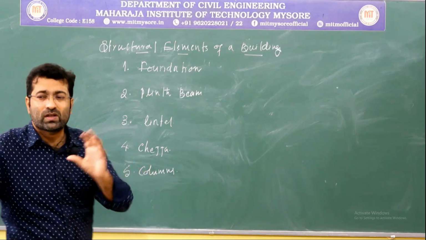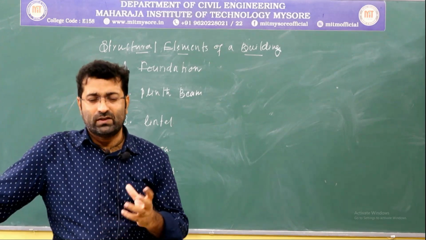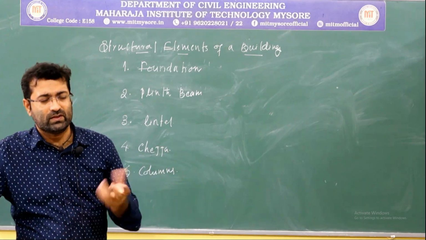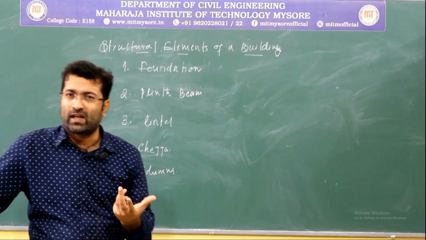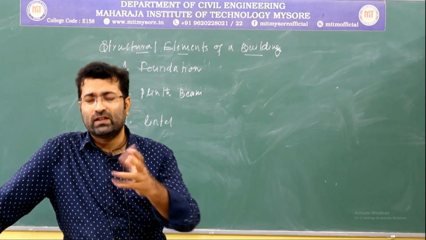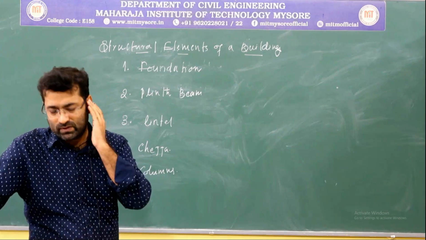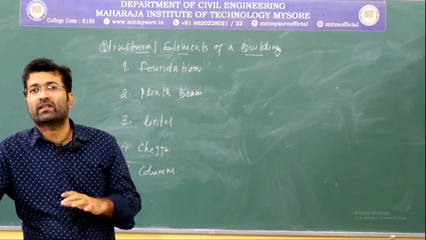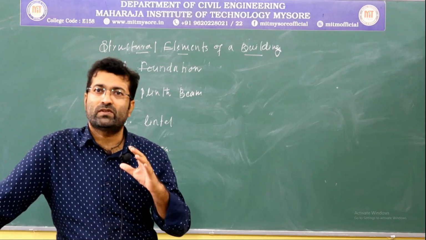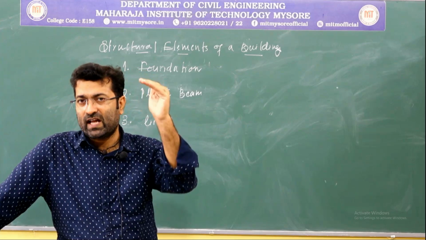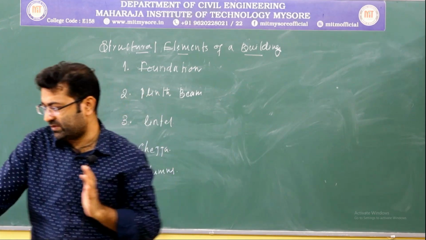So, columns are usually slender in nature. So, the dimensions will be very small compared to the walls and all those things. Usually about 9 inches by 12 inches or 9 inches by 15 inches, depending upon the loads and the type of the structure. So, the column is basically a vertical member which transfers the load from the beam and slab to the foundation.